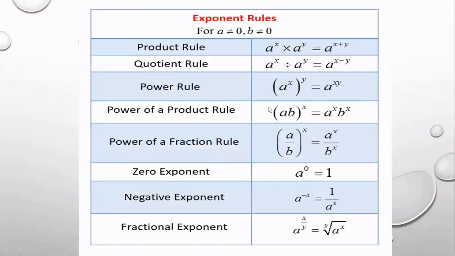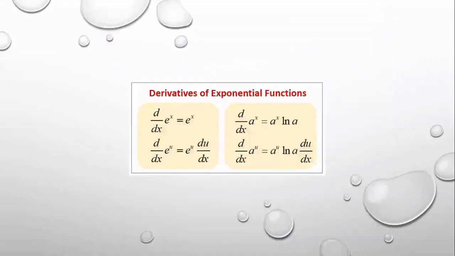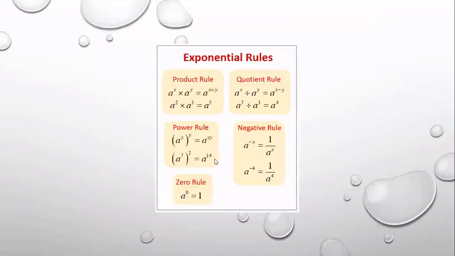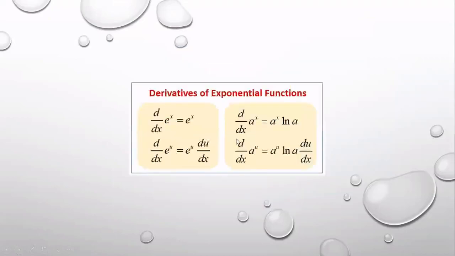So here, these are exponential functions; we call them operators. The derivative of e to the power x is e to the power x. The derivative of e to the power u is e to the power u into du over dx. That is the chain rule. If you have a very big function of x in the power, then you want to differentiate that function again and multiply.